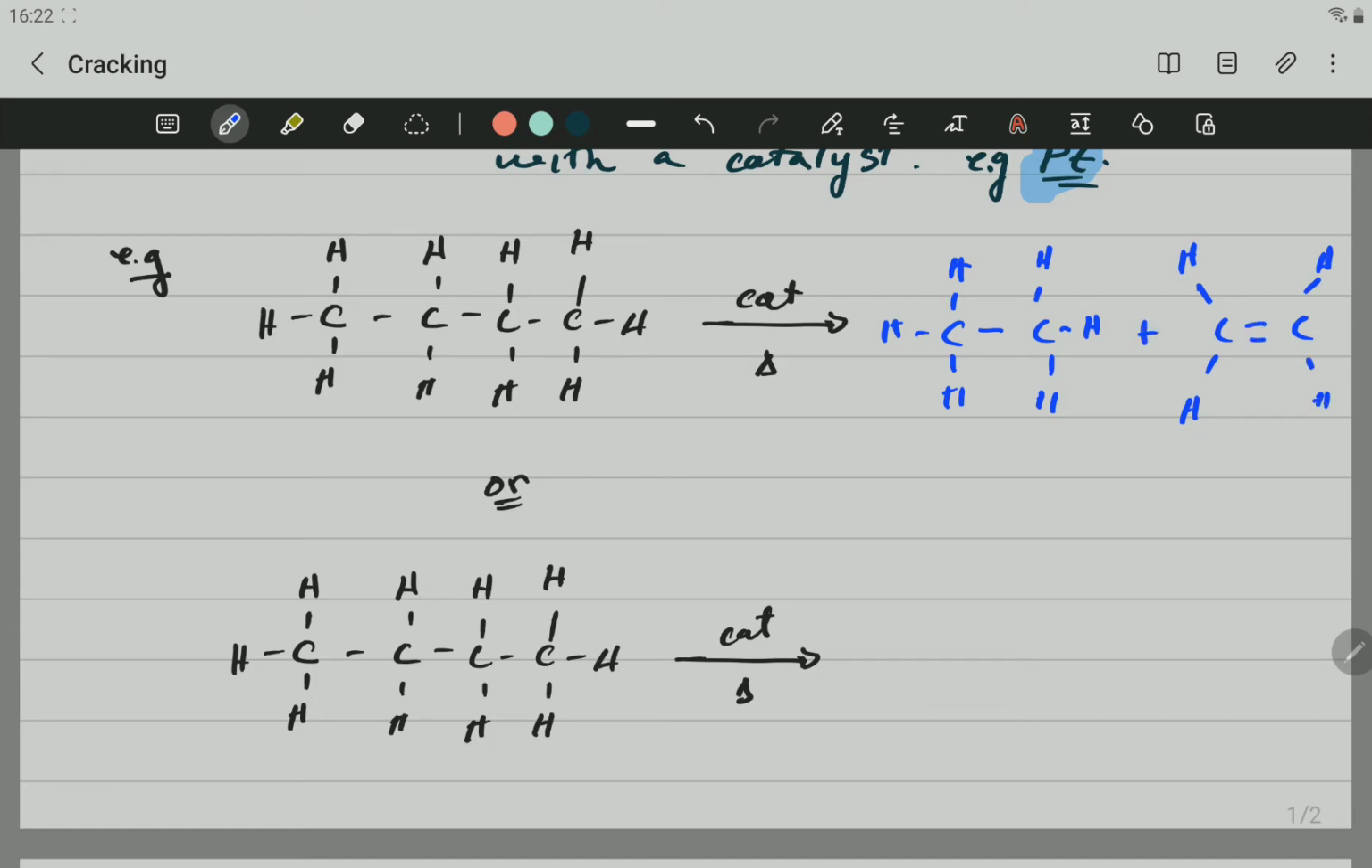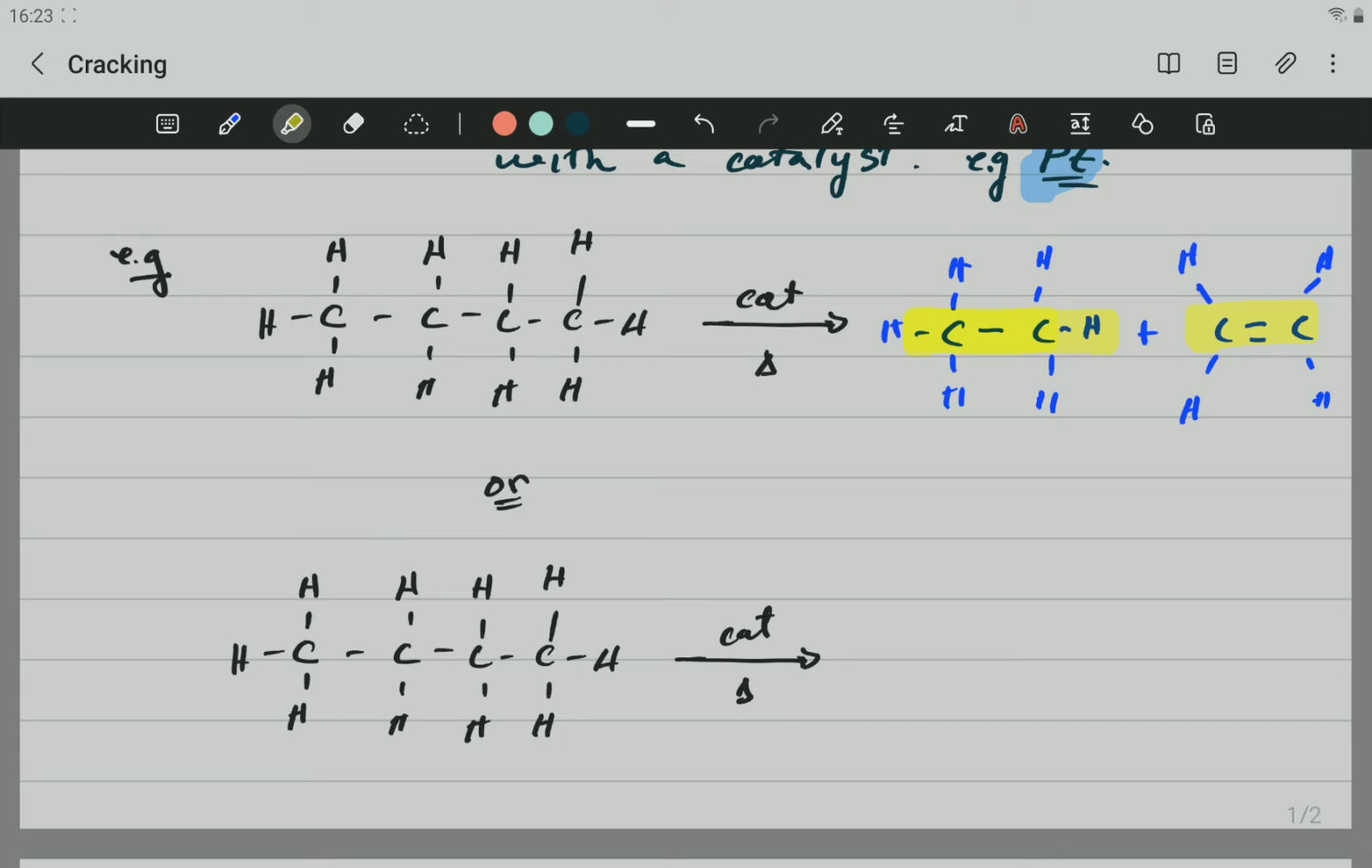So in this reaction, first of all, you have a shorter alkane. We're starting with 4 carbons in a straight chain, and we end up with one alkane of 2 carbons plus an alkene of also 2 carbons. So we broke this alkane into a shorter alkane plus an alkene. That is the first option, and this is a catalytic cracking.